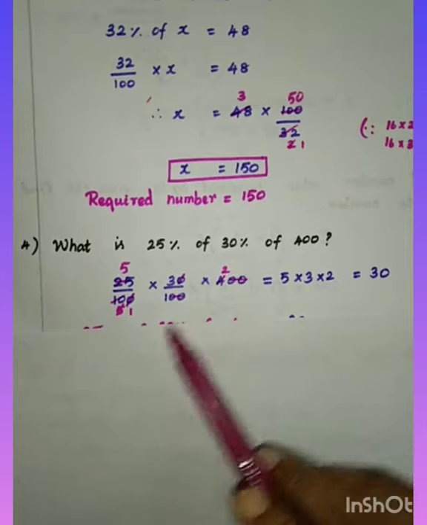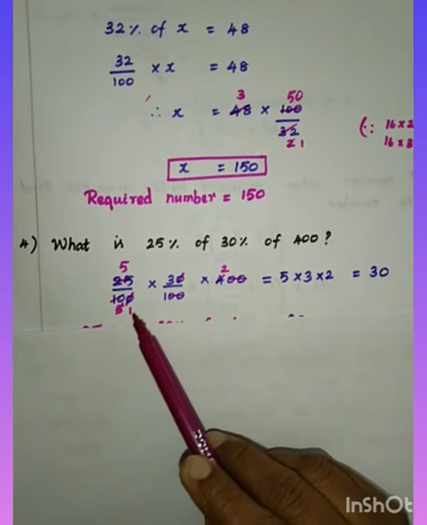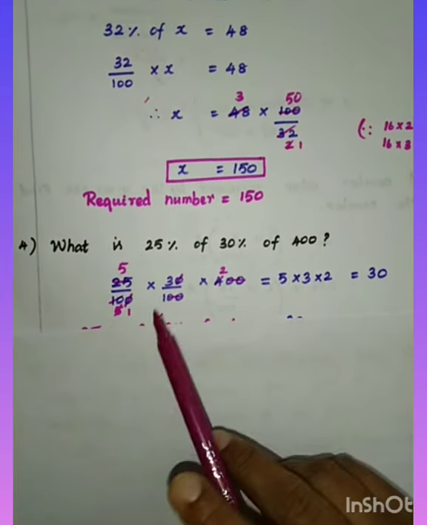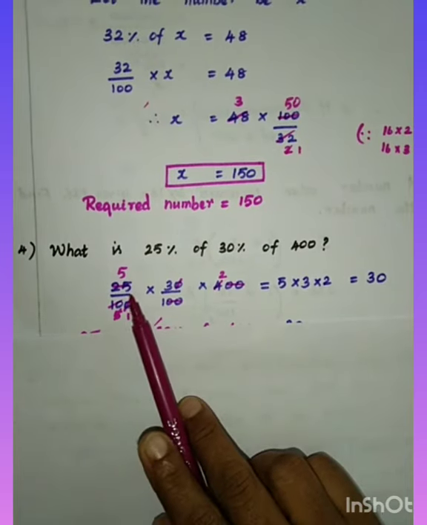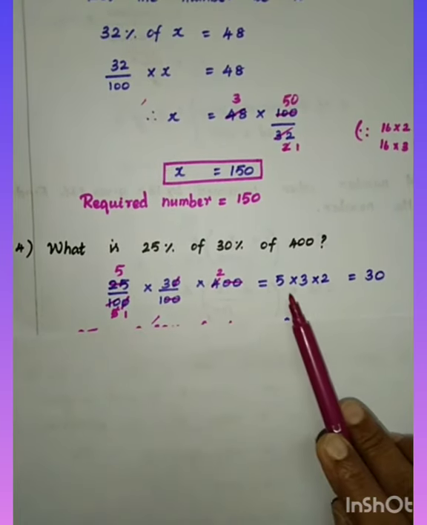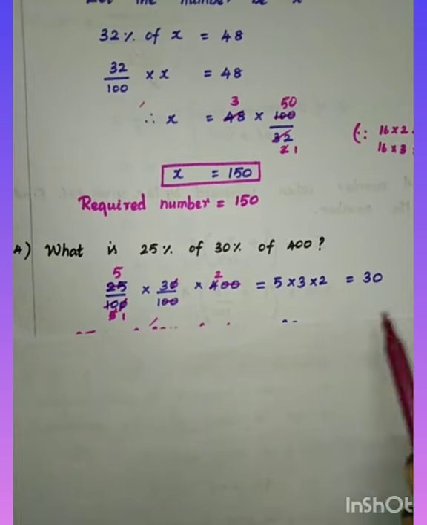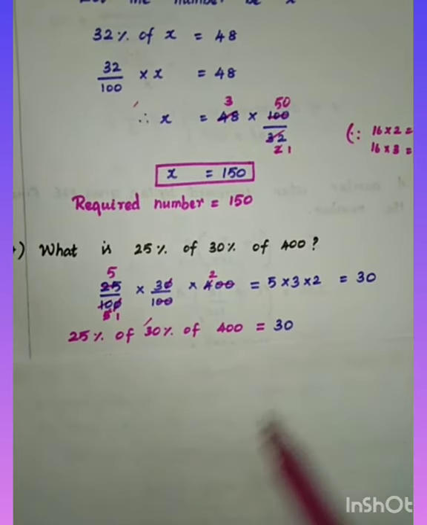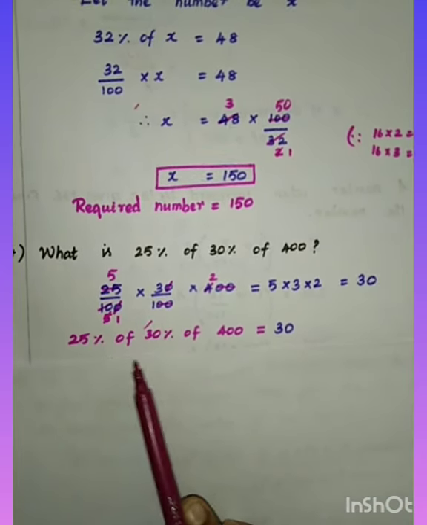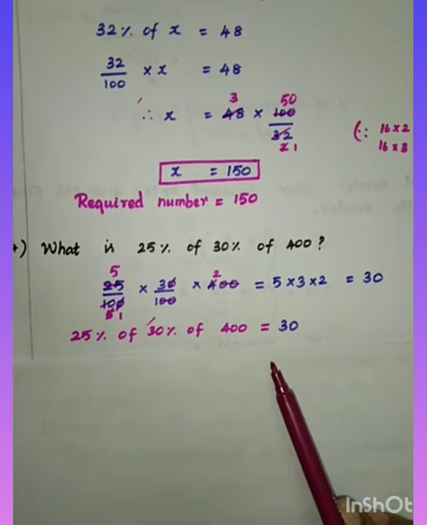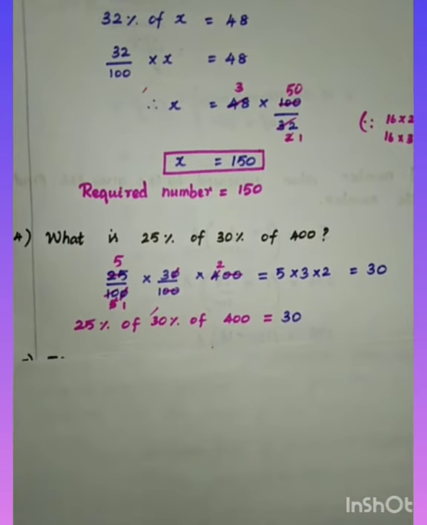Then 2 2s are 4 and 5 2s are 10. Again 5 1s are 5, 5 5s are 25. Now the numerator value is 5 into 3 into 2. So 5 3s are 15, 15 2s are 30. Therefore the answer is 30. Therefore 25% of 30% of 400 equal to 30.